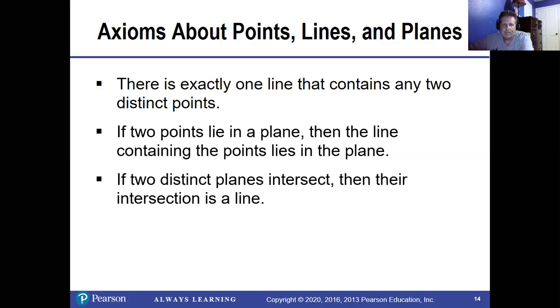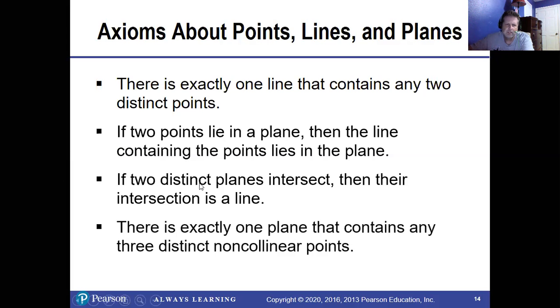Okay? Think about this. 2 lines intersect at a point. 2 planes intersect at a line. Think of a wall and a ceiling. If you looked at a wall and a ceiling, look where they intersect. It forms a line where they intersect. There's exactly one plane that contains any 3 distinct non-collinear points. That's what we talked about a little while ago.